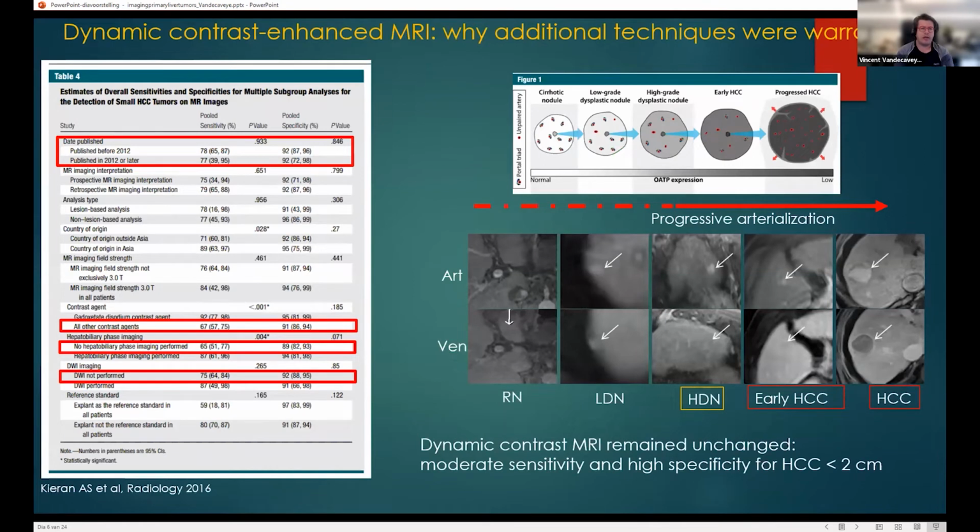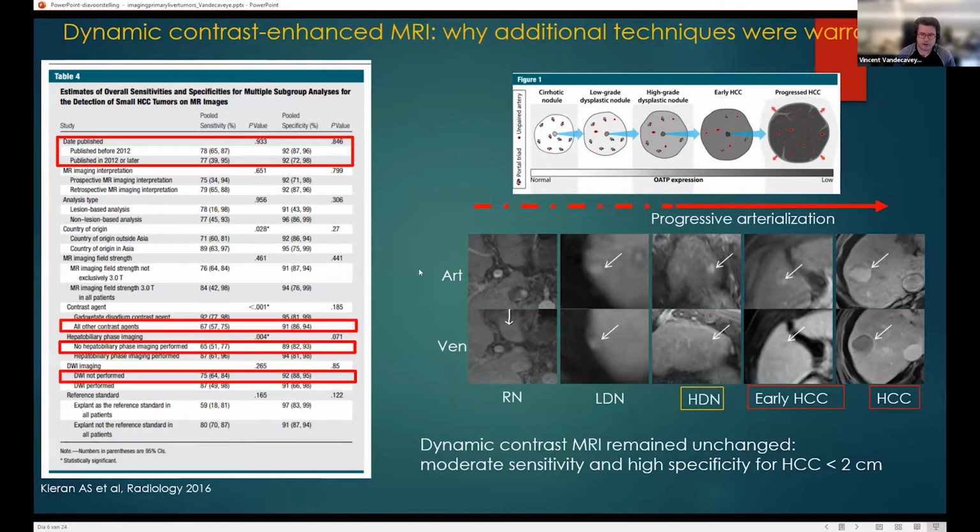So dynamic contrast enhanced MRI remains the cornerstone of the diagnosis. It is clear why it is. A hepatocellular carcinoma will arterialize, if I can put it that way, and will lose its portal vascularization. So it's a typical hypervascular tumor with arterial enhancement in ideal circumstances and with washout in ideal circumstances.